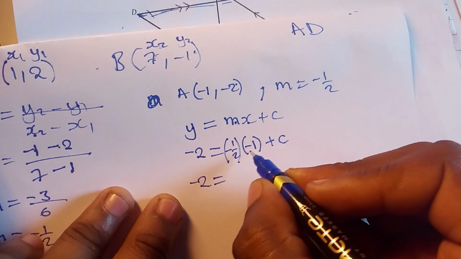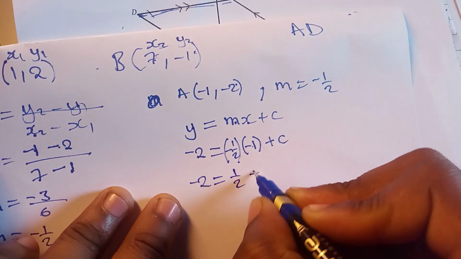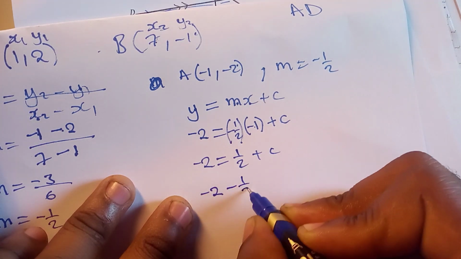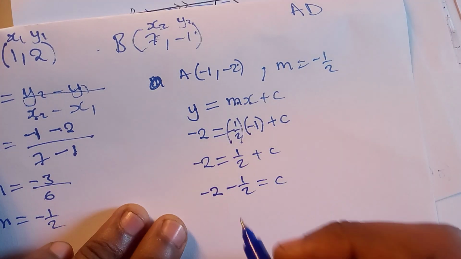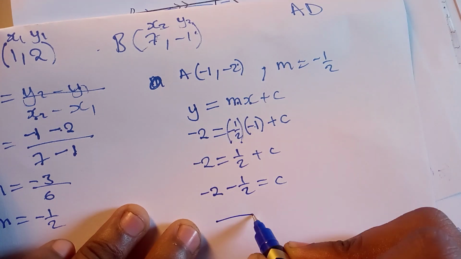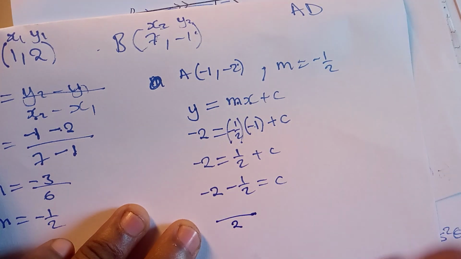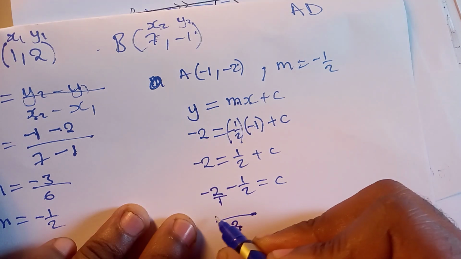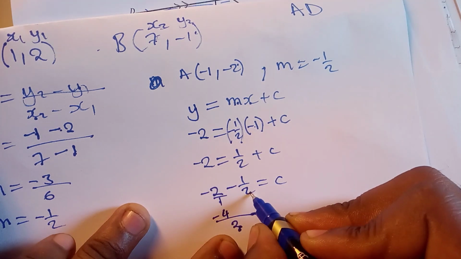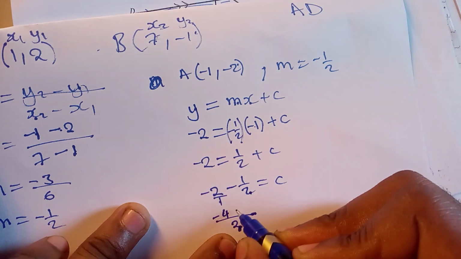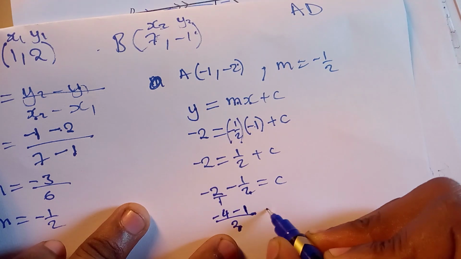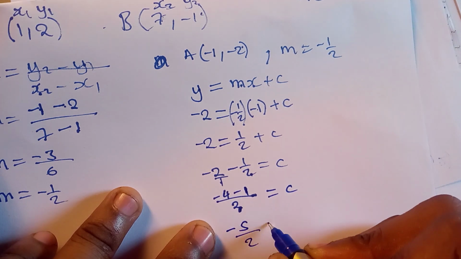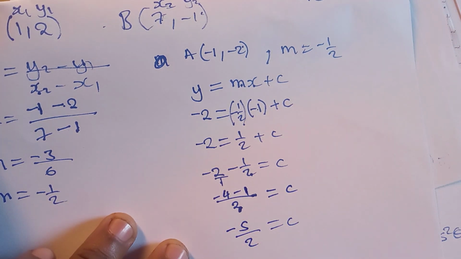So this times this will be a half plus c, and then we have -2 minus a half is equal to c. You find the common denominator here, which is 2, and then 1 into 2, this is 2 times that, this will be -4. This into this is 1 times that, this is -1. So this one will be -5/2 is equal to c.